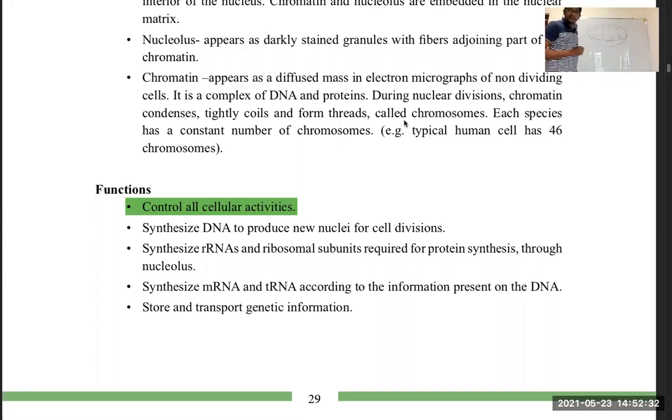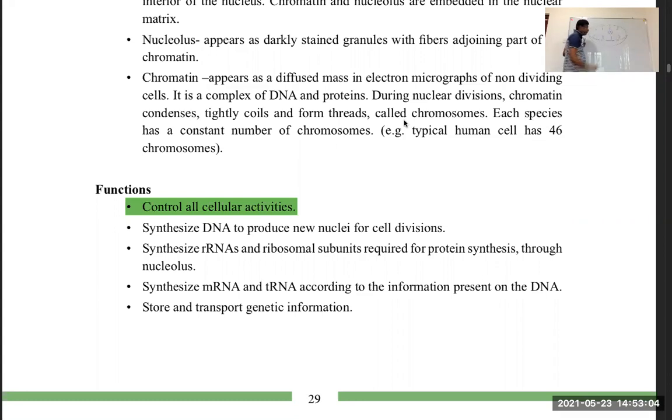Then this is the outer membrane, and this is the inner membrane. The outer membrane is smooth, no convolution, but the inner membrane is convoluted into the matrix. This is the matrix, present inside the inner membrane. Within the matrix, there are several types of structures.